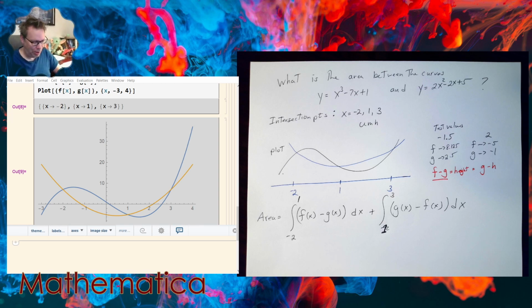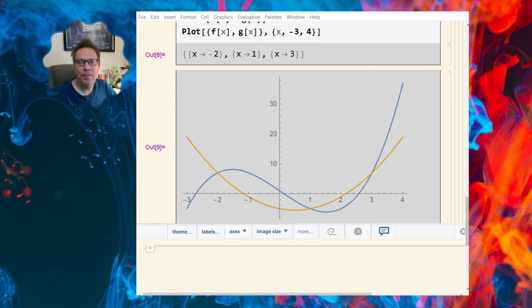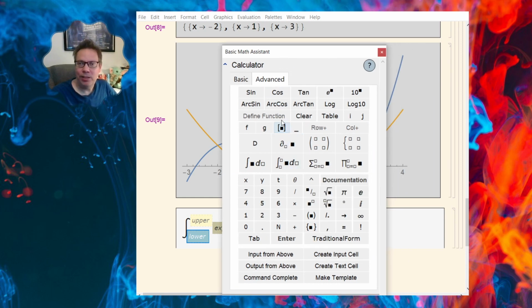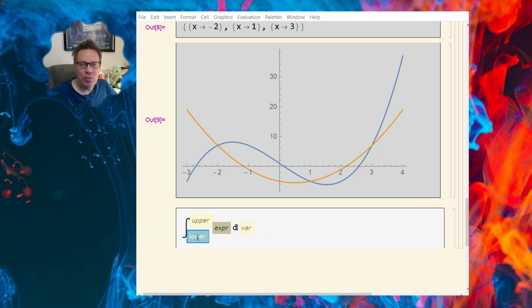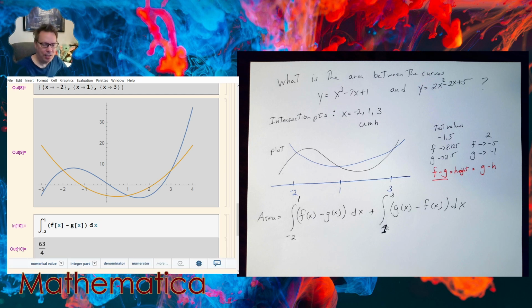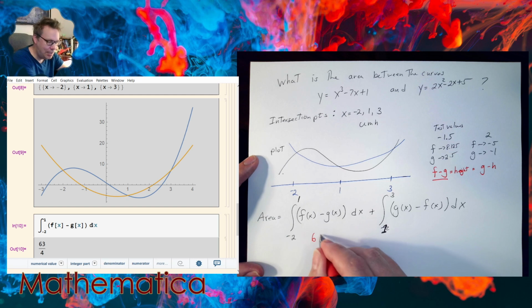Let me run to Mathematica really quick and demonstrate this one more time. I need to put in a definite integral. I did that by going to the palette, Advanced tab, clicking on the definite integral. My lower bound was -2, and my upper bound was 1. That was for the first region, and in that first region, I know that f of x is bigger than g of x. Remember to put parentheses around both, and my variable is x. I'm going to do this in two different stages. I will evaluate this, and for this part, I get 63 over 4.